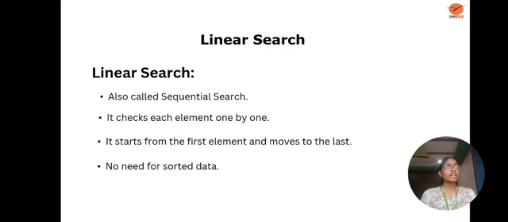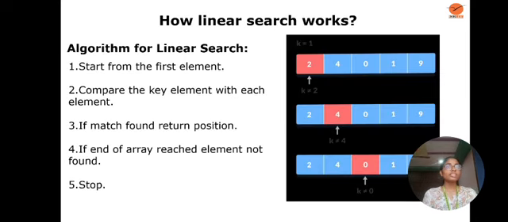So firstly, let's learn about linear search. It is also called sequential search and it does not require sorted data. It checks elements one by one. It starts from the first element and moves to the last. Let's learn how this linear search works, that is, the algorithm for linear search. It starts from the first element.